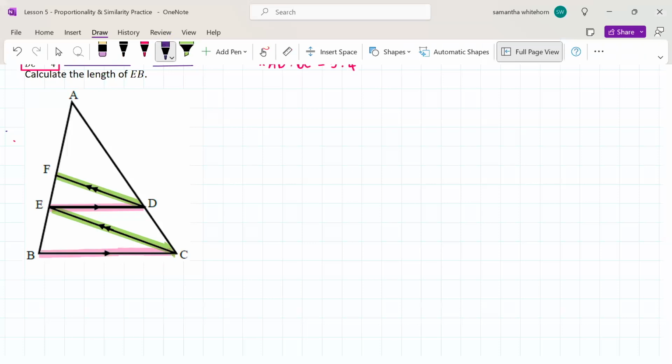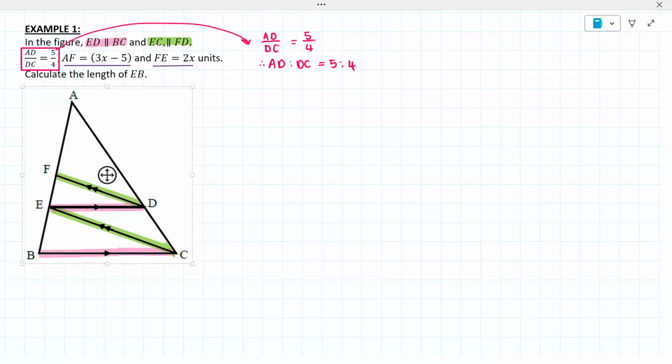All right, so if we go back to the other information we had, I'm just going to write down what I know. So we were told that AF is equal to 3x minus 5, and FE, so this little segment here, is equal to 2x. Calculate the length of EB. Now, guys, there are lots of different ways that you can think about this. There are lots of different ways you can approach these types of questions. You have to find what works for you.